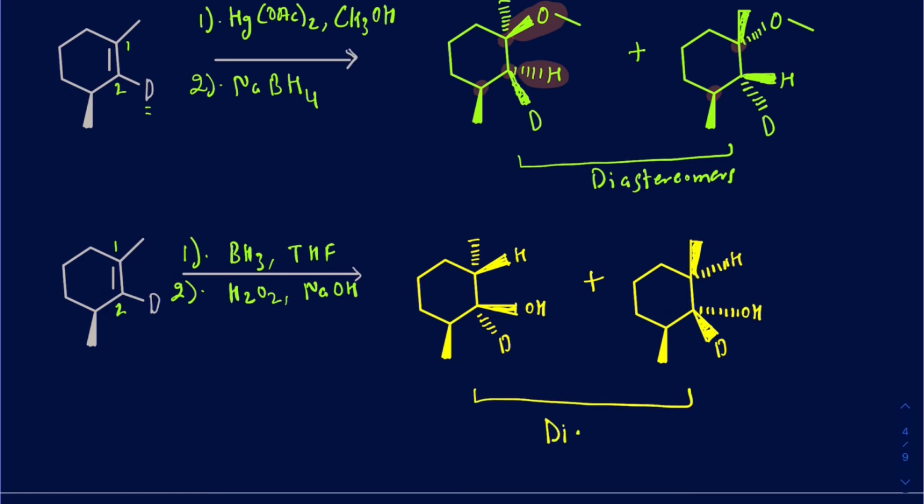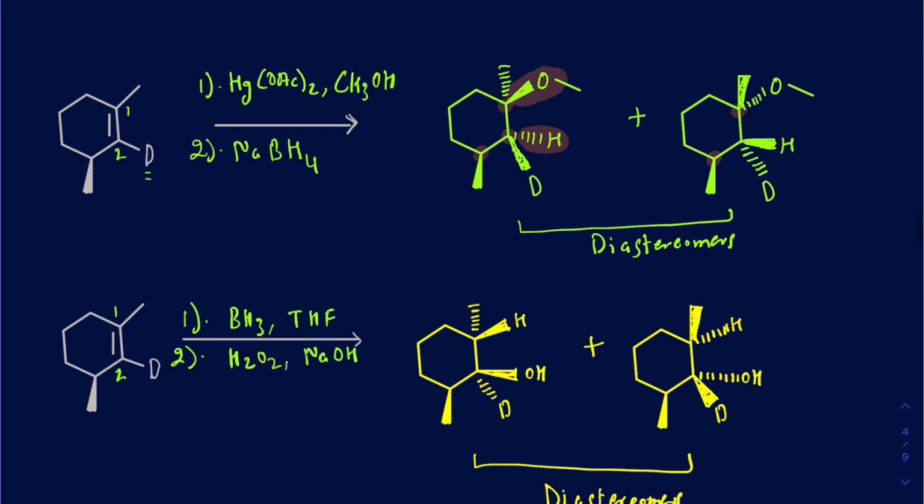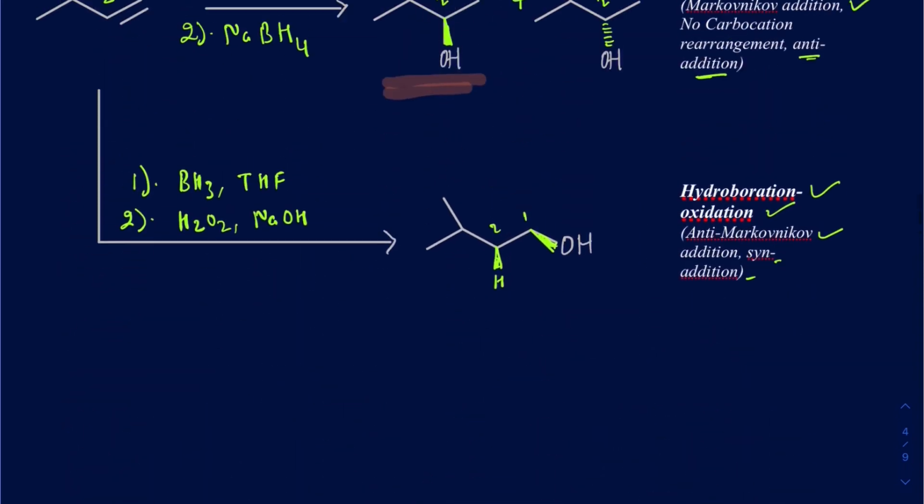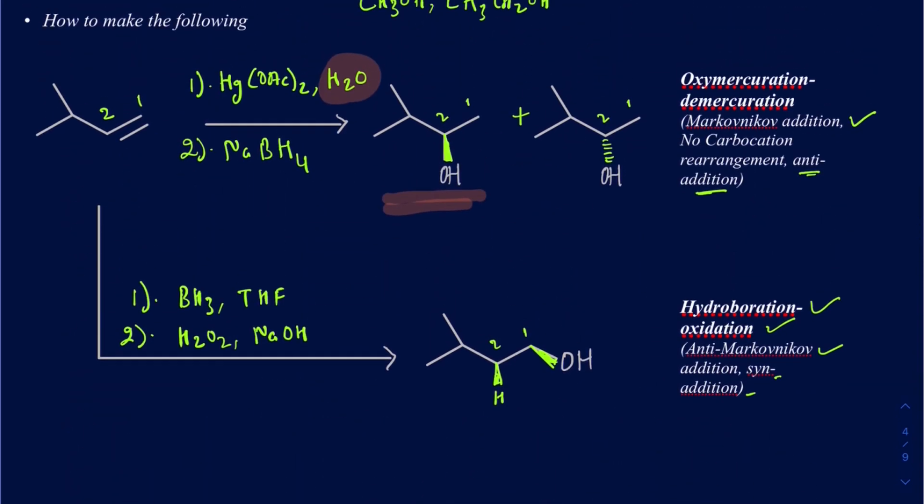Well, they're still going to be diastereomers because remember, they're not mirror images because of this third chiral center that didn't really get flipped. So this is how your product is going to look in terms of regioselectivity, which means Markovnikov or anti-Markovnikov, and in terms of stereochemistry, which means it could be an anti or it could be a syn addition.